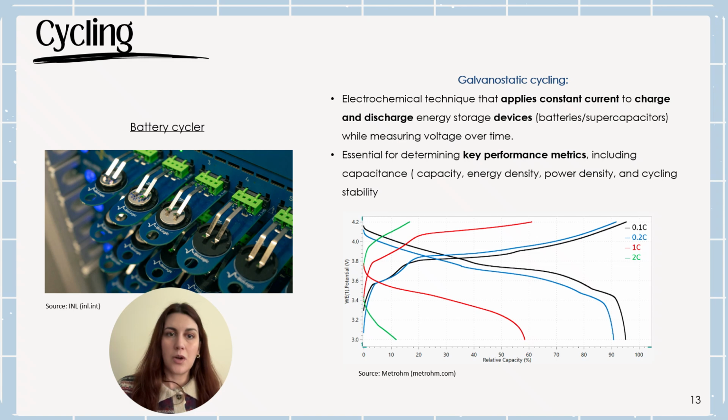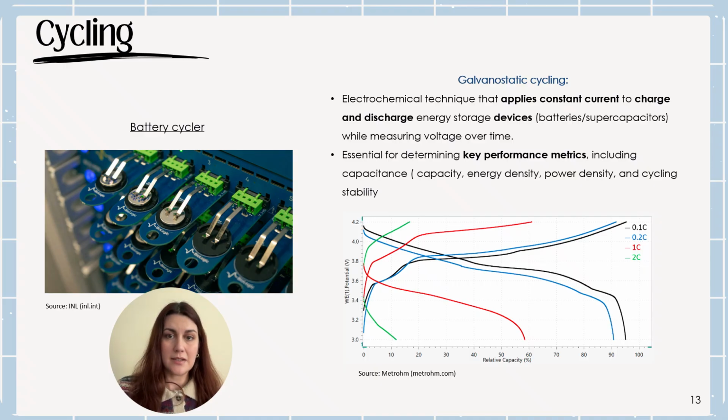We now move to one of the most important practical applications of that concept in energy storage, and that is cycling, also called galvanostatic charge-discharge testing. So in this technique, we apply a constant current to charge and discharge an energy storage device, such as a battery or a supercapacitor, while continuously recording the voltage as a function of time. In practice, this is usually done using a battery cycler like the one shown on the left, which can test many cells simultaneously under well-controlled conditions. One key parameter that we can get from this test is capacity.